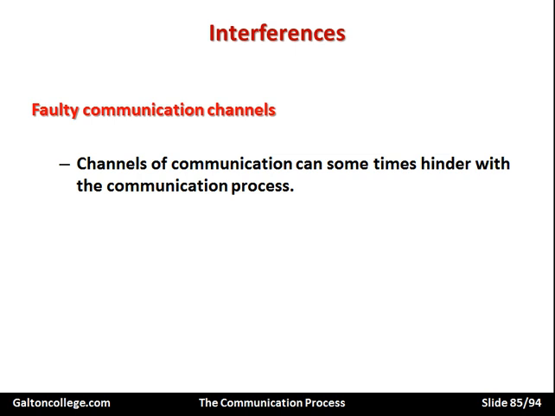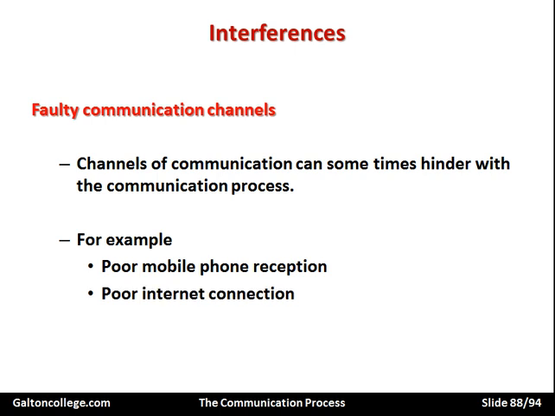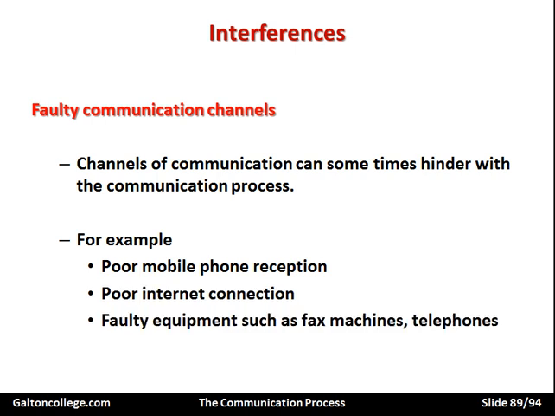Faulty communications channels, well, channels of communications can sometimes hinder the communications process. So the channel itself could be faulty. It may be the case that this is electronic and that the channel of communications is not perfectly established, so that the messages are not getting through clearly. But there are other examples. For example, a poor mobile phone reception and the communications channel is being blocked for that, or poor internet connection, as I just said. Faulty equipment such as fax machines and telephones.